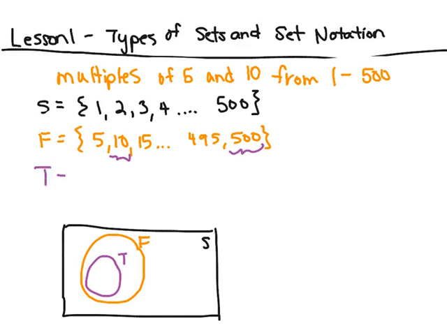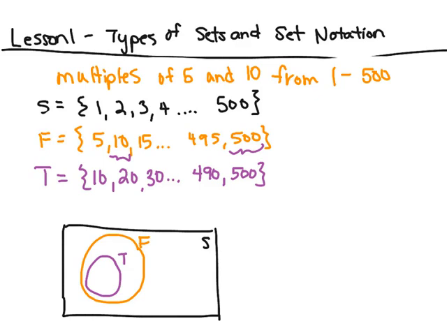So T would be equal to 10, 20, 30, ..., 490, 500. And we know that T would go inside of F because the elements from T are repeated in F, but there's more elements in F that aren't in T. So there are our different elements, and we want to use set notation to show this.